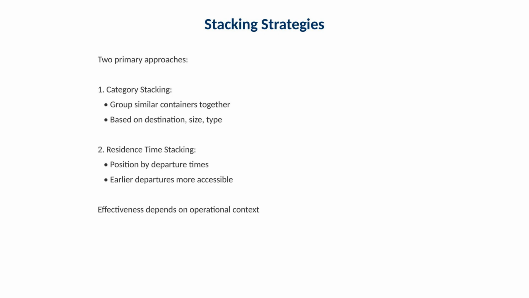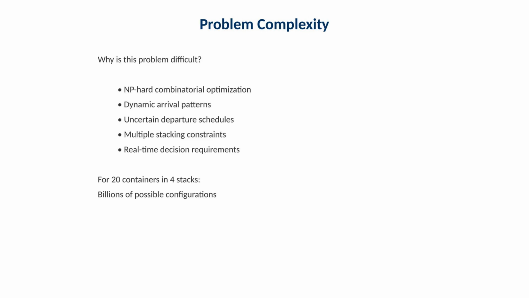Two stacking strategies commonly appear in practice. Category stacking groups containers by similar attributes such as destination, customer, or service class. This can simplify later sorting, but it can also create blocking when departure times vary inside a category. Residence time stacking uses departure timing as the organizing principle. Containers that must leave sooner should be easier to access, even if that reduces how perfectly we can group by other attributes.